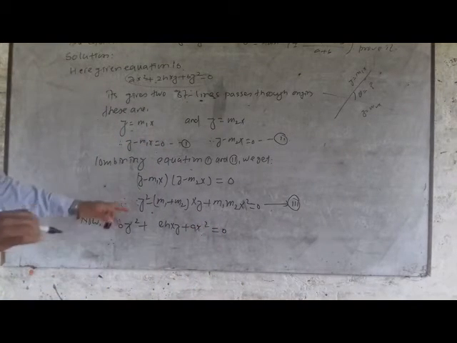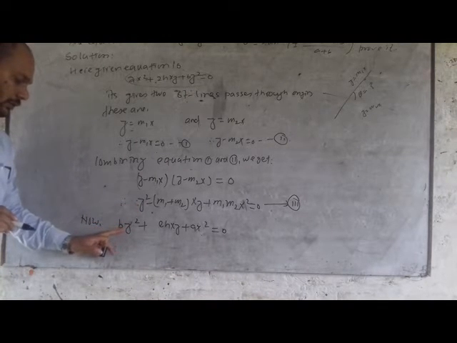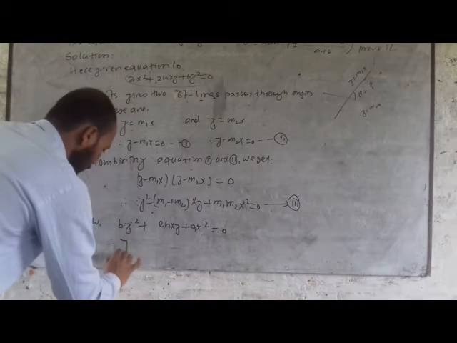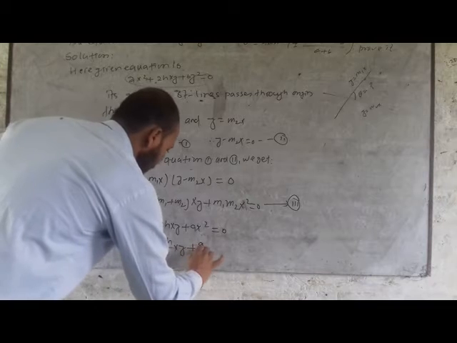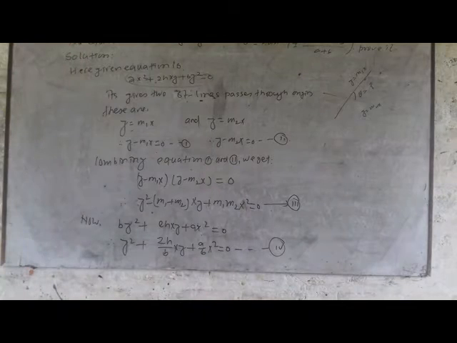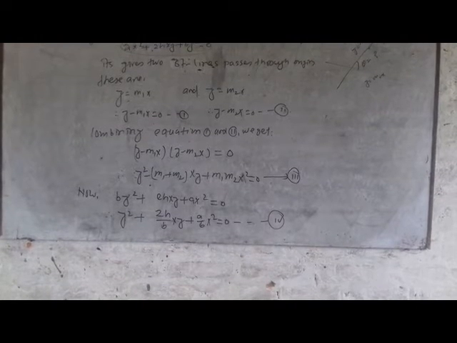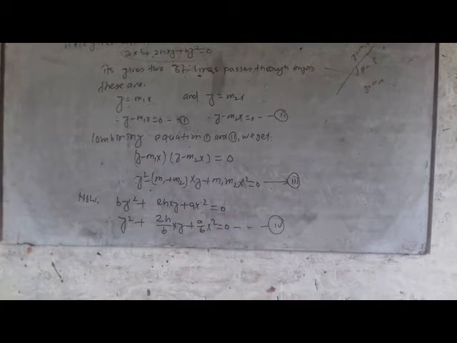Therefore, here we have the coefficient of y square is 1. So we free the coefficient of y square by dividing by b. Therefore we have y square plus 2h by b xy plus a by b x square equal to 0. Let it be equation 4. You know how we free the coefficient of y square, dividing on both sides by b, we get.